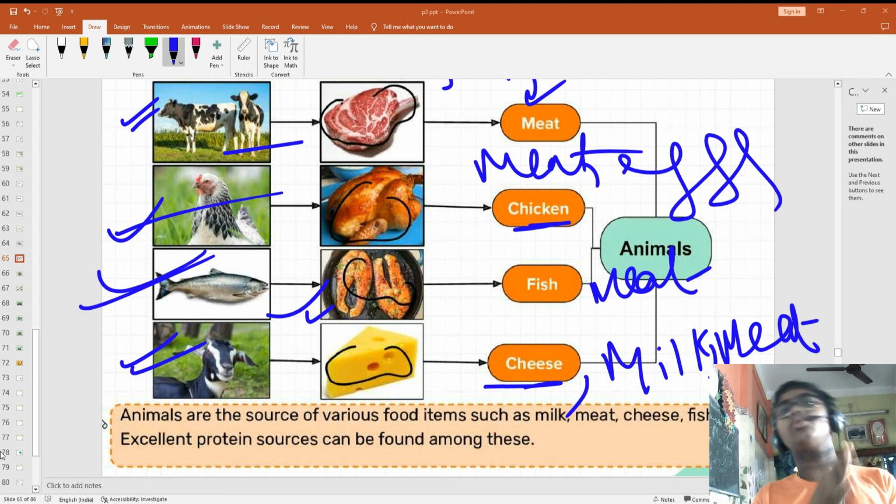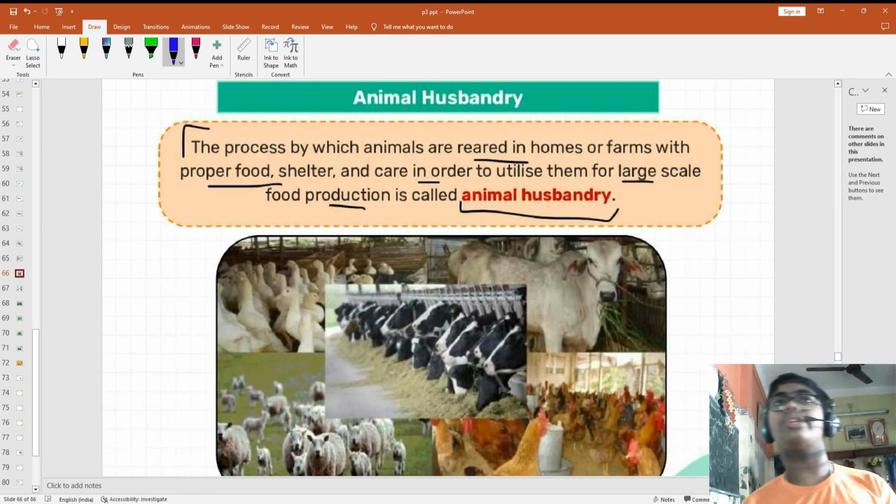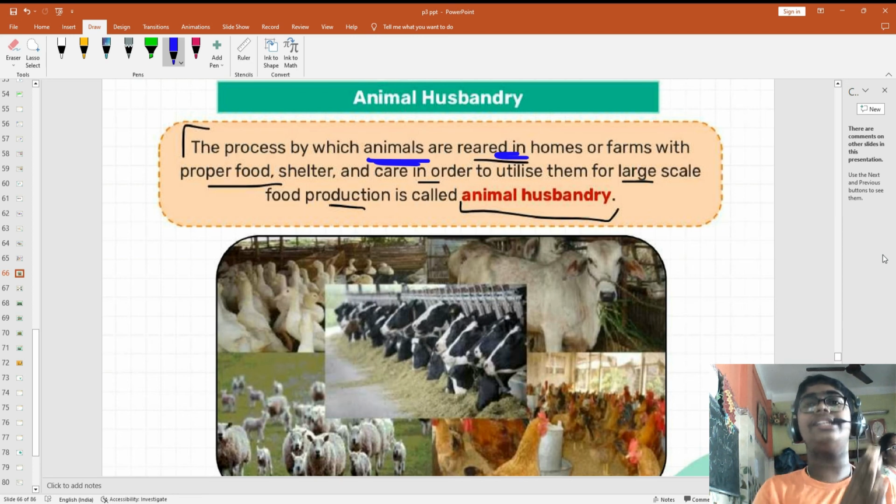So animals are a source of various food items such as milk, meat, cheese, fish, etc. Excellent protein sources. ये animals जो देते हैं वो excellent protein sources होता है. The process by which animals are reared, जैसे हम लोग plants को rear करते हैं, plants को हमें maintain करना होता है, animals का इतना product कैसे generate होता है, so animals को भी rear करना होता है.